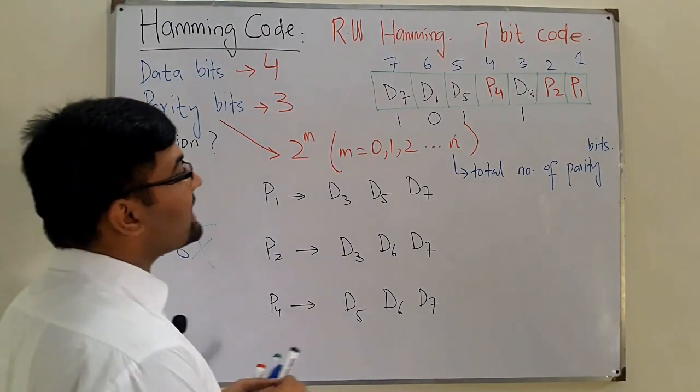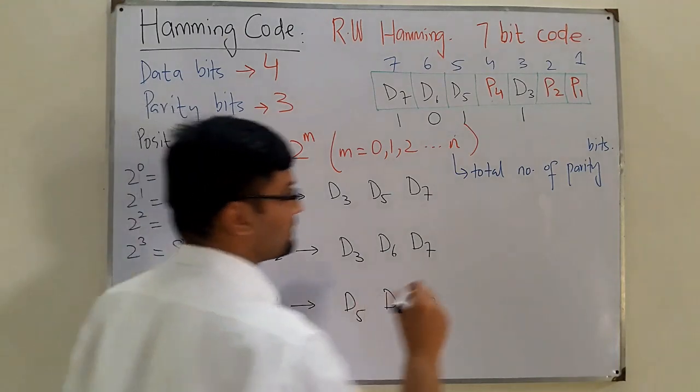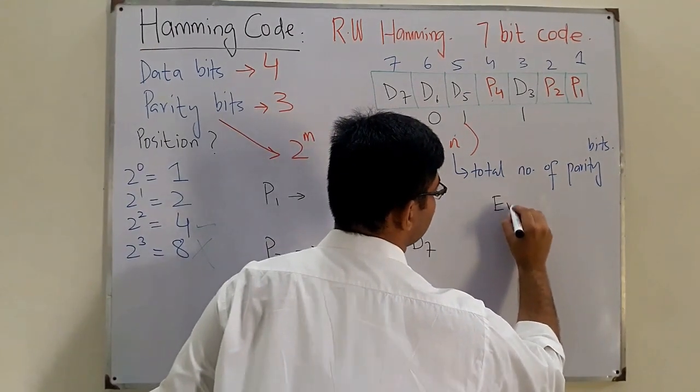What would P1 be if you're talking, let's say, of even parity? Let's say we are talking about the even parity.